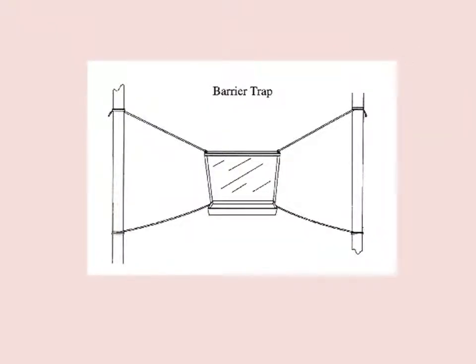Now this is a barrier trap. Here this is the trap, and again the same way, if they are flying, they hit the shield and then they fall down and fall into the trough containing 70% alcohol.